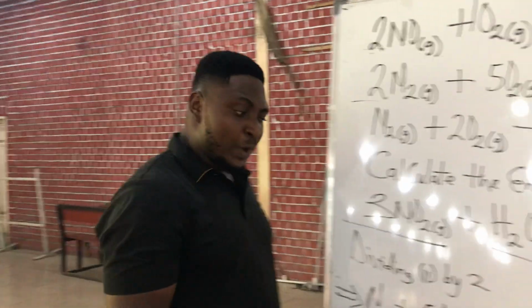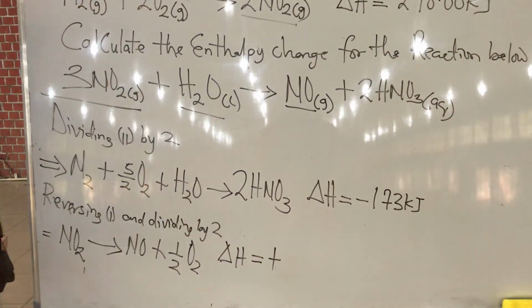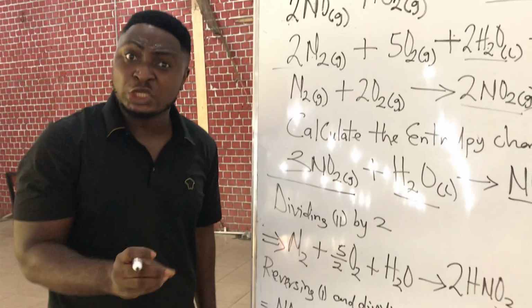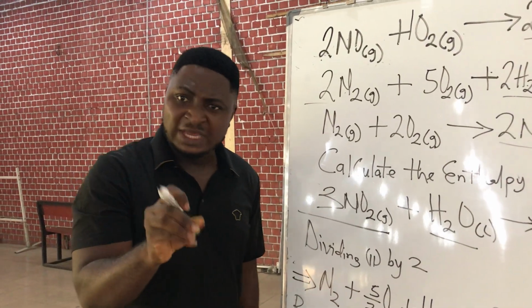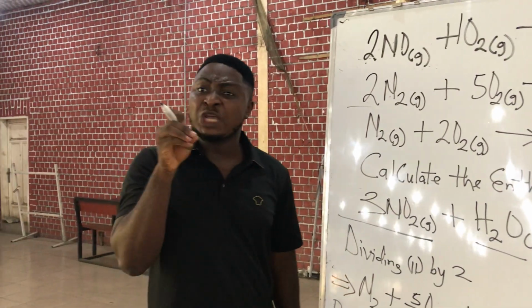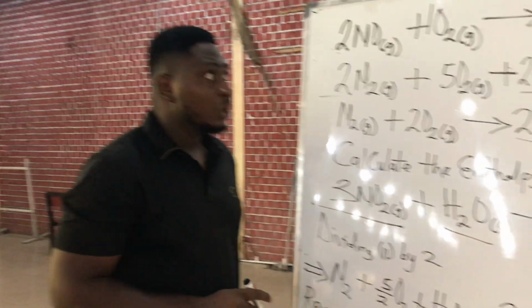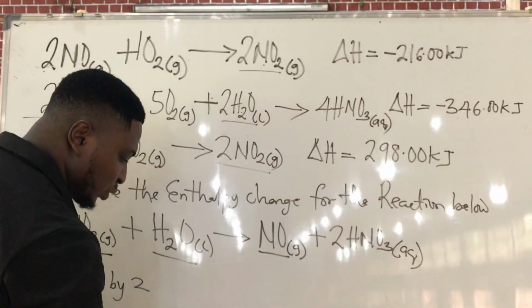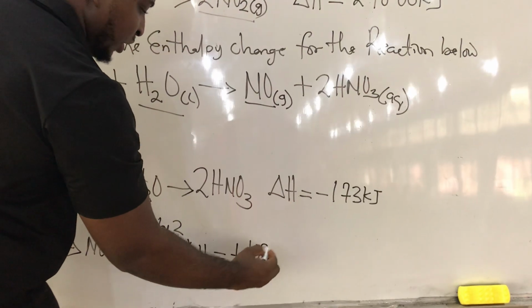Oh, it will no longer be minus, we reversed. We reversed, it will now be positive. Anytime an equation is reversed, the enthalpy change is also reversed. Please take note. Anytime an equation is reversed, the enthalpy change is also reversed. So 216 divided by 2, 108 kilojoules.